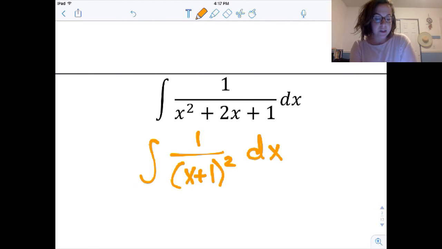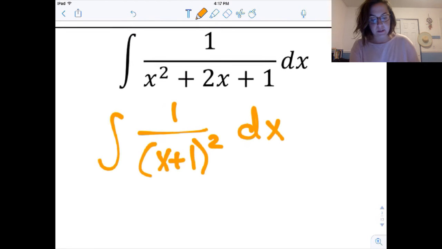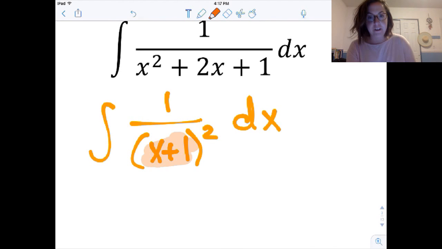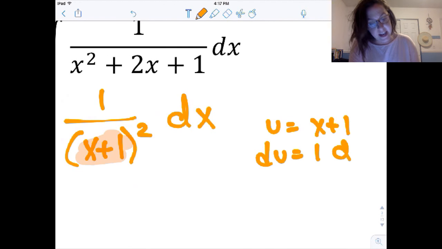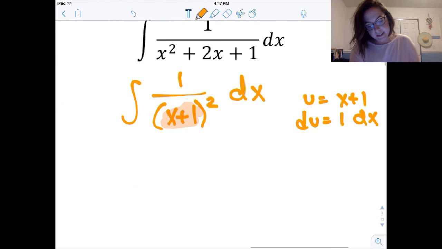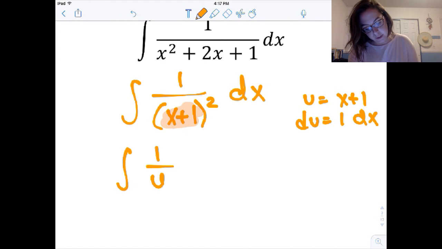So now when I look at this, why is this a great candidate for u substitution? Well, first of all, I see a function in a function. Right? I see composition. So that's my start. Second of all, I see that this is x plus 1, and the derivative of that is just 1. So that helps me out. So now I can do a u sub here. So u would be x plus 1. du would be 1 dx. Now I can substitute in. So this is the integral of 1 over u squared du.